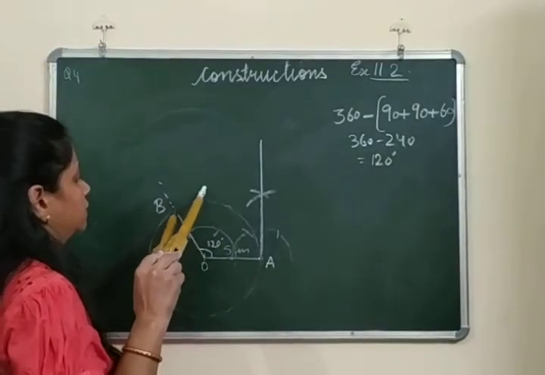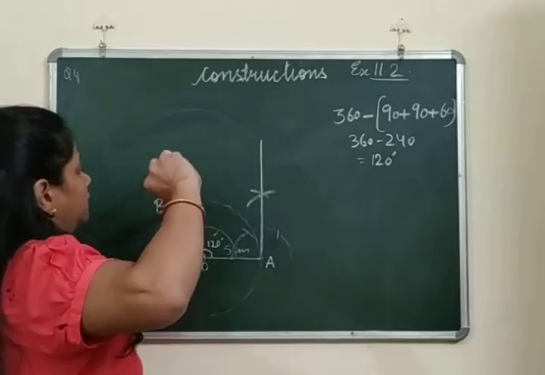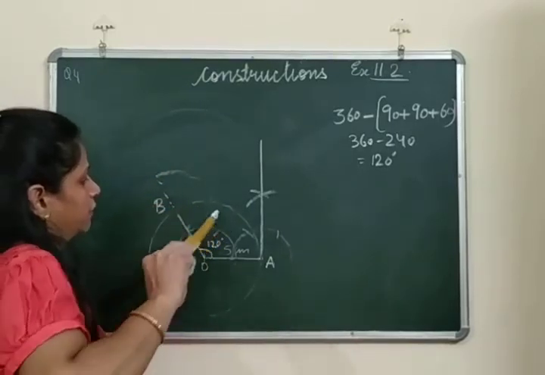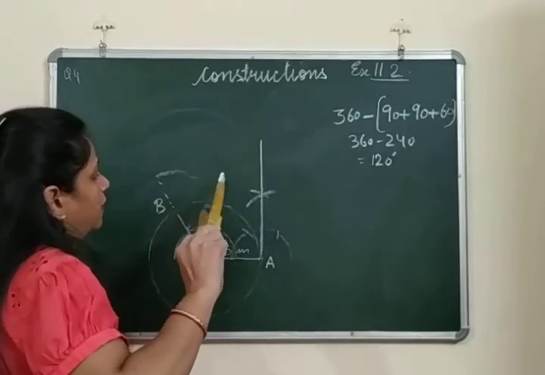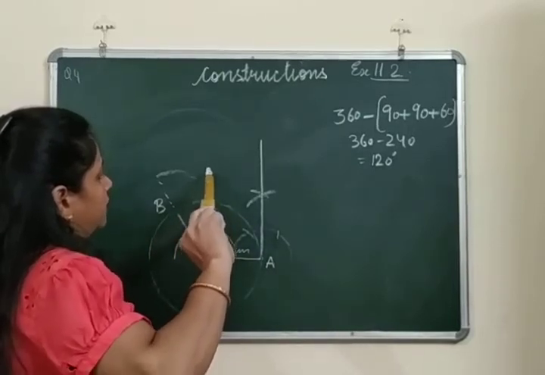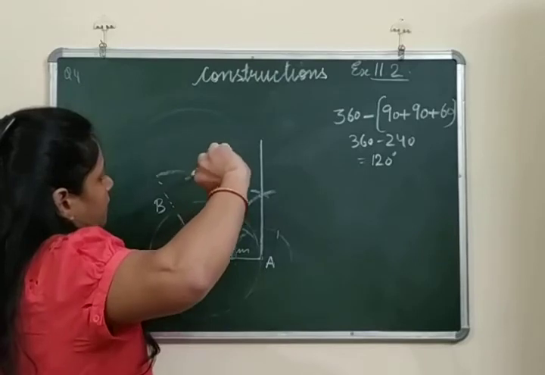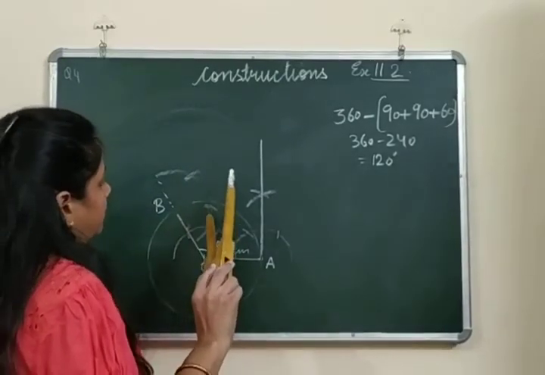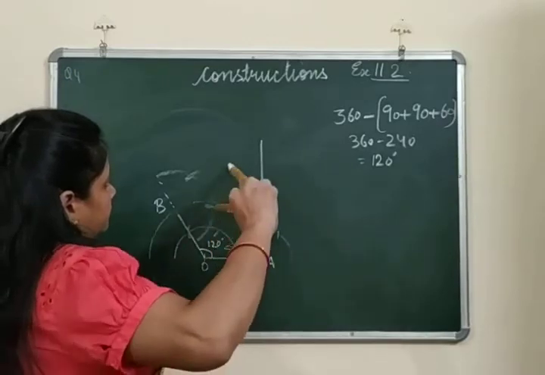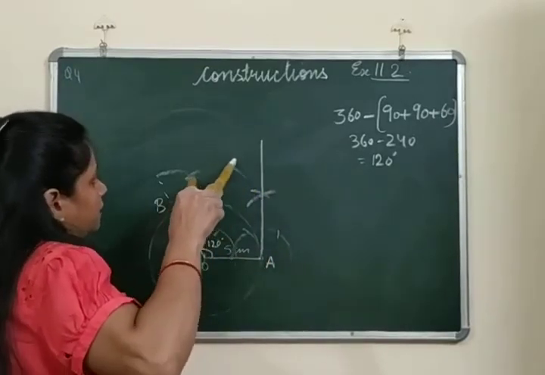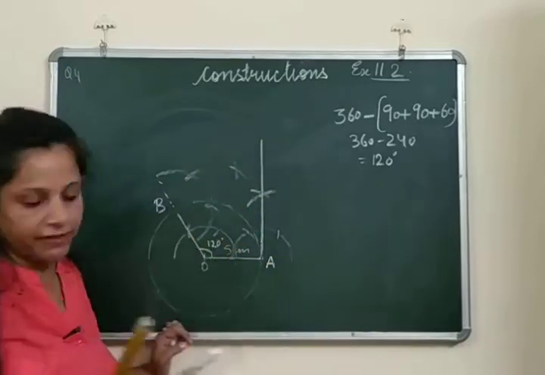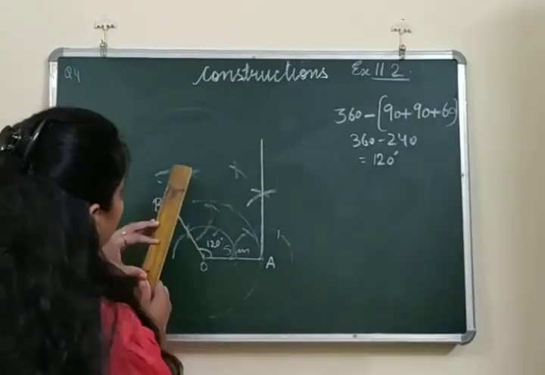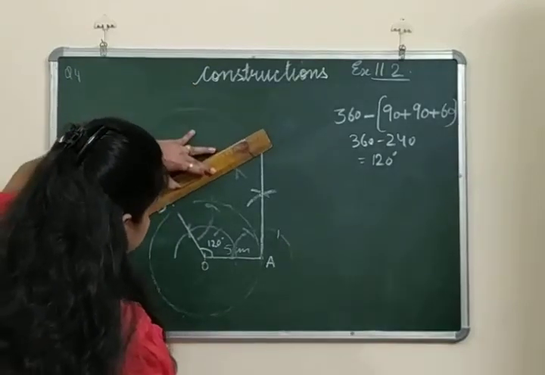We keep the compass on B. Make an arc with the point, make another arc with the same radius, then you can extend it a bit, then cut the previous arc. This is an angle of 90 degree for B. Join this point from point B.